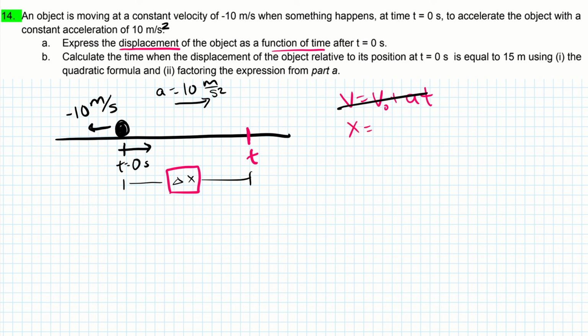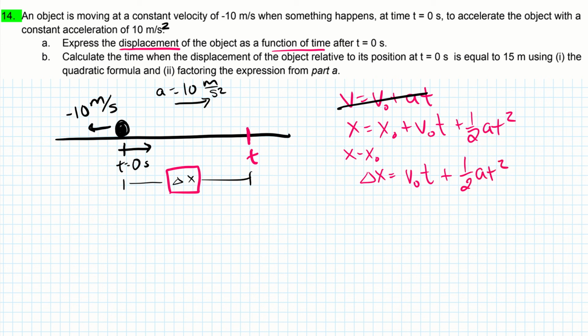This one, x equals x naught plus initial velocity times t plus 1/2 at squared, looks a little bit more like what we want. So x minus x naught, if we subtract x naught from both sides, that gets rid of the x naught on the right side of our equation, and we can say that delta x, or the displacement, is equal to the initial velocity times time plus 1/2 at squared. We know the initial velocity, and we know the acceleration. The only other thing on the right side of the equation is time, which is what we wanted. We wanted displacement as a function of time. So this actually looks like a great equation to go with.